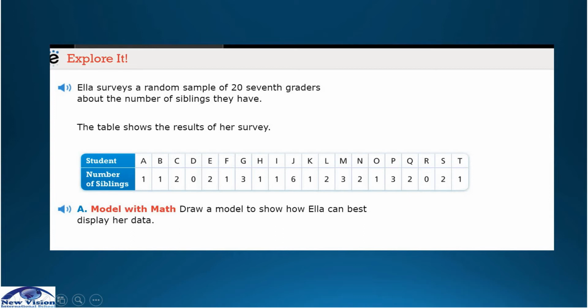So you're going to draw a model to show how ALA can best describe this. The minimum value is at 0 and the maximum value is at 6. Where is the median? Yes, the median is between 1 and 2. So therefore, our box plot looks like this.